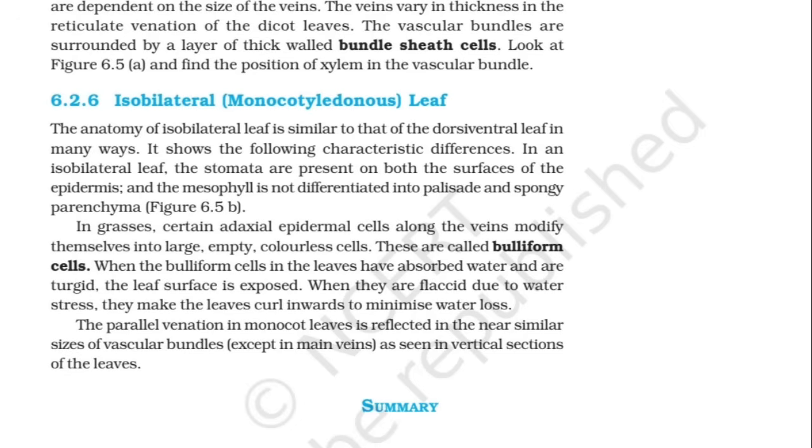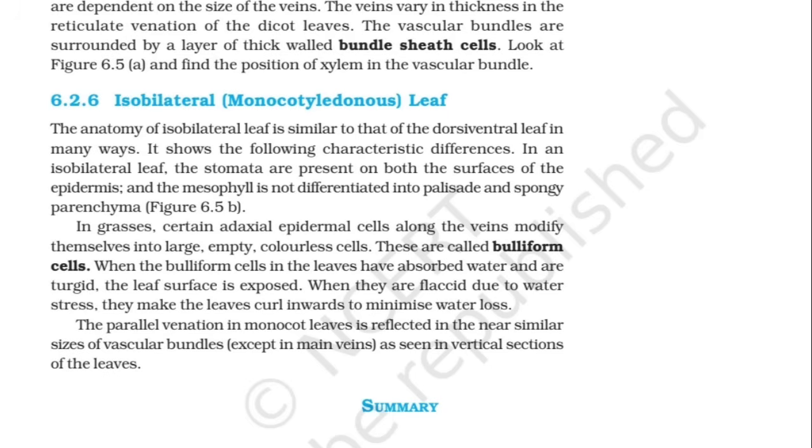Isobilateral, monocotyledonous leaf. The anatomy of isobilateral leaf is similar to that of the dorsiventral leaf in many ways. It shows the following characteristic differences. In an isobilateral leaf, the stomata are present on both the surfaces of the epidermis, and the mesophyll is not differentiated into palisade and spongy parenchyma. Figure 6.5b. In grasses, certain adaxial epidermal cells along the veins modify themselves into large, empty, colorless cells.